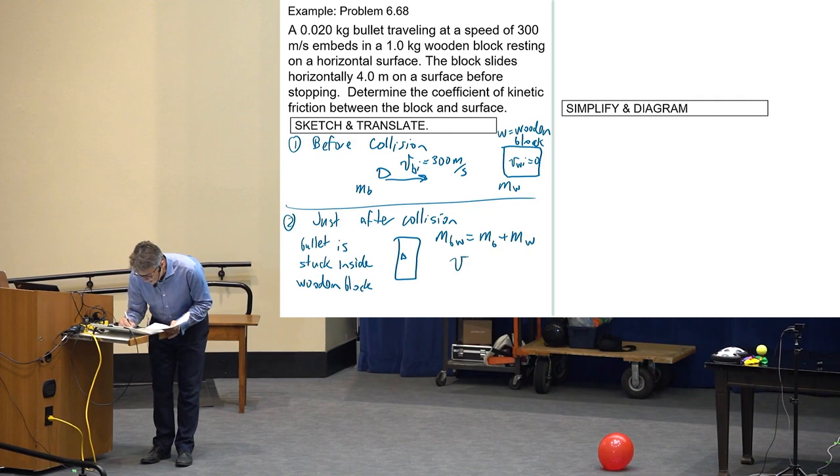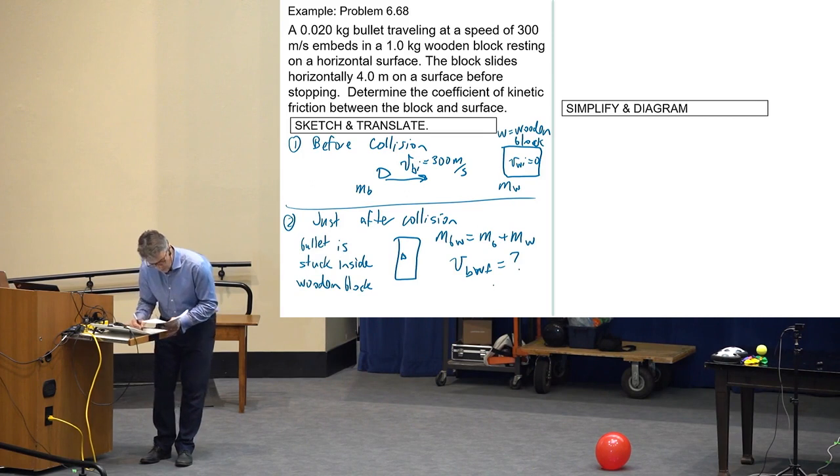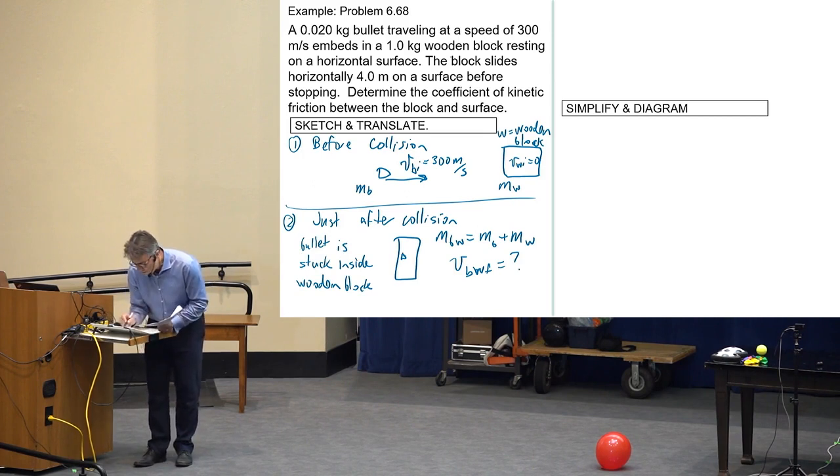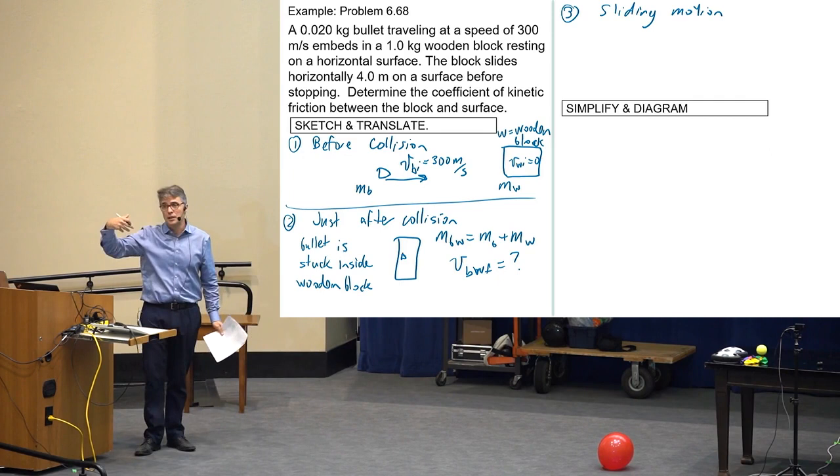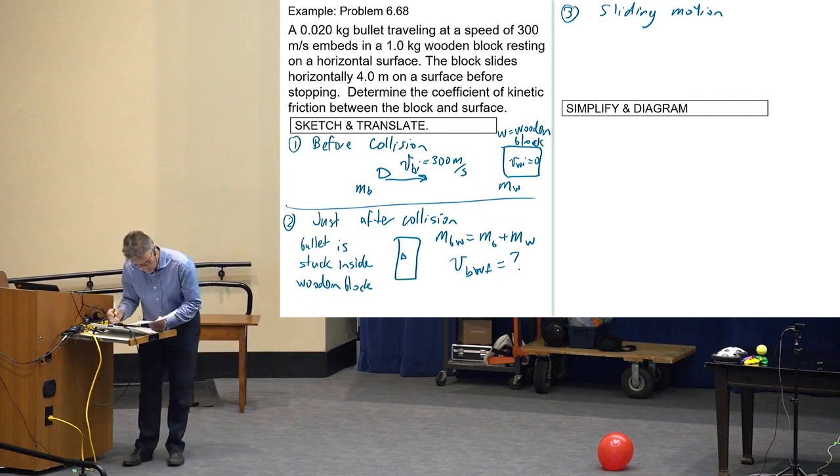Easy to find. And what you want to find is the final velocity, not 0. You need that. Okay. And then it says the block slides horizontally 4 meters on a surface before stopping. Determine the coefficient of kinetic friction between the block and the surface. So this is like the third step in the motion, which is the sliding motion. So what happens here is that the final velocity from step 2 becomes the initial velocity for step 3.